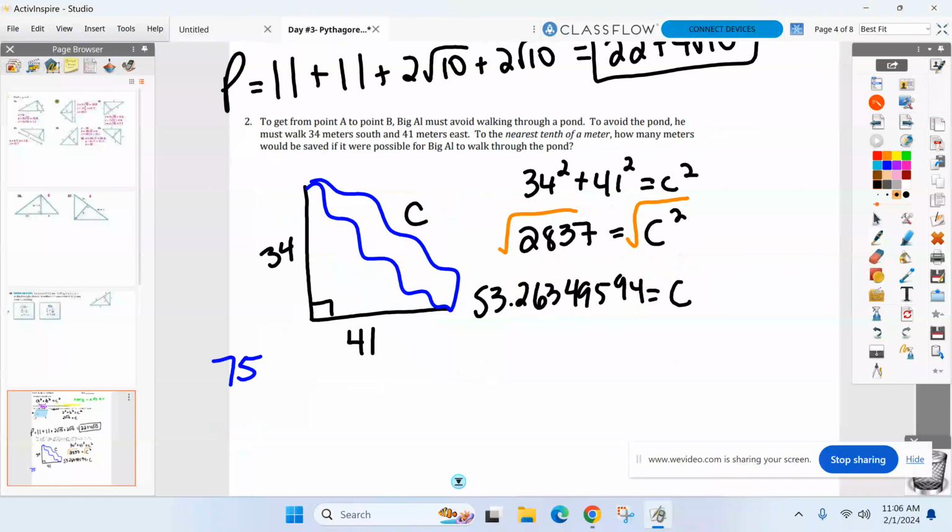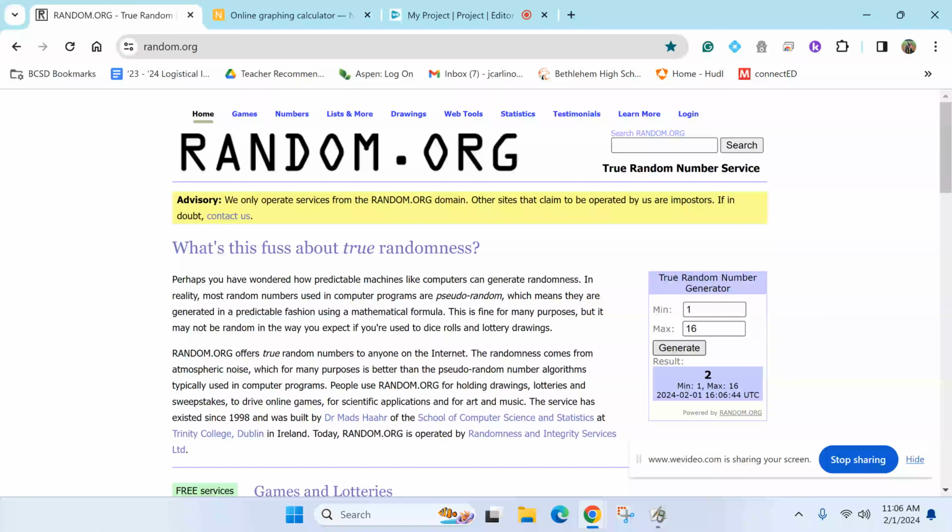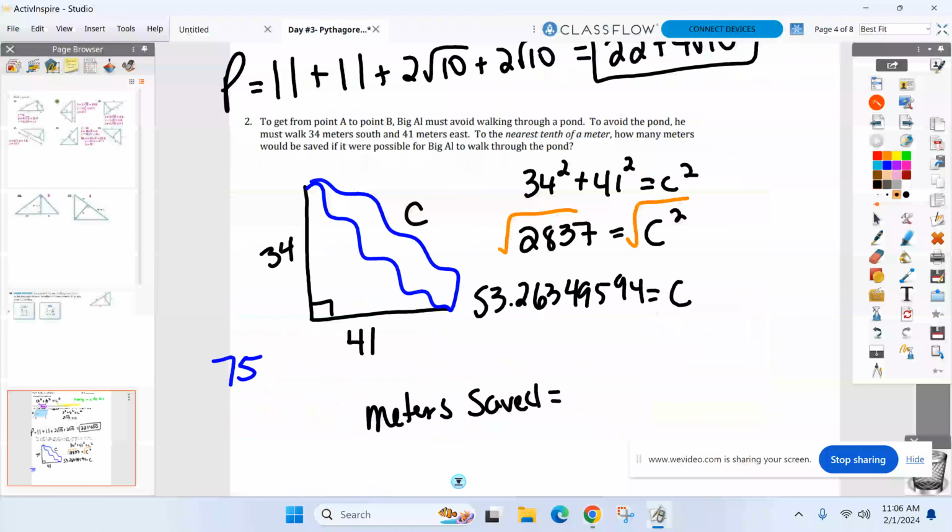All right, so now we know how long the pond is. Now let's talk about the meters saved by Big Al. If he did walk across the pond, he would have saved how many meters? And how are you finding that? I don't want to know what it is. How are you finding it? How are you finding that answer there? 2, what do we got there, Zoe? Yep, I got you.